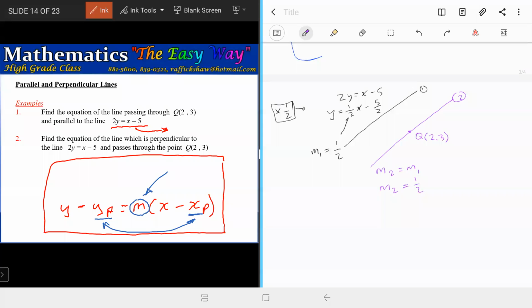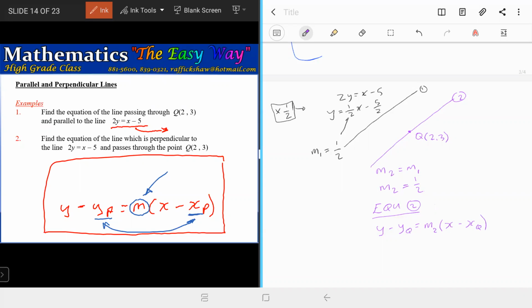Alright, lovely. So now that we have the gradient, 2 things that we need. We need a gradient and we need a point. We have the 2 of them now. So we can do the equation now. Put them in the formula now, gradient and the point. So we can say the equation that we want, the equation of line 2 becomes y minus yq, q is the point that we know, equals the gradient of line 2 into x minus xq.